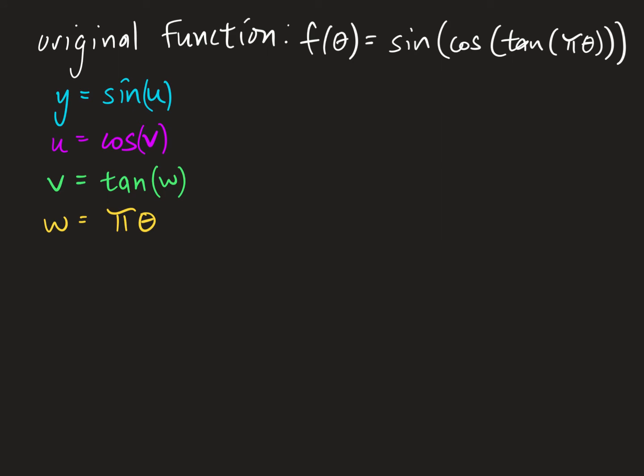So just considering the equations that relate all of the variables together, we can easily find the derivatives of these. dy du is cosine of u. du dv is negative sine of v.